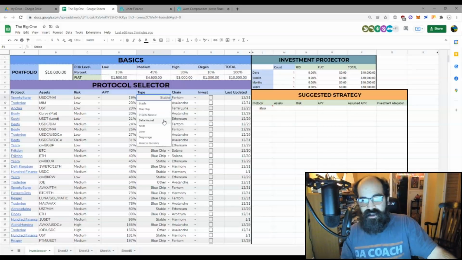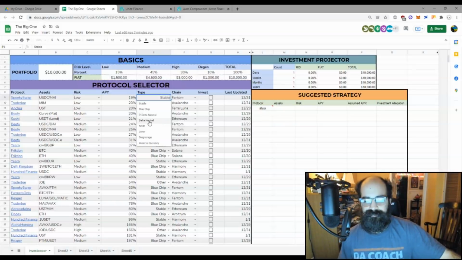I don't think we have any on here at the moment. Anchor is the only one that I know about. That's a sort of true-ish delta neutral, and even that's not true delta neutral because of the farming aspect, but it's pretty close to delta neutral.